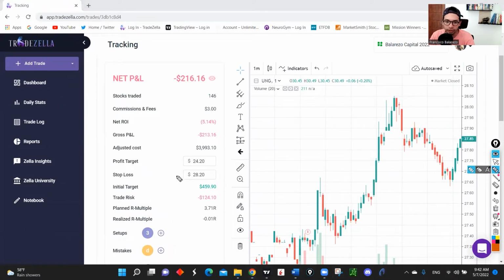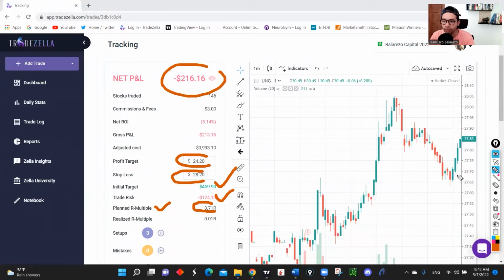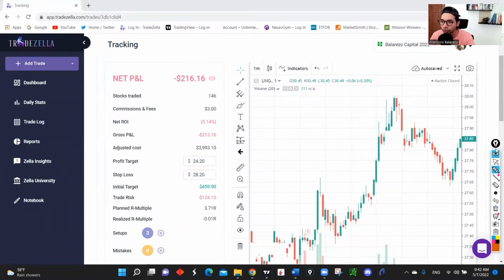Here you can see what my profit target for the trade was, what my stop loss was, and what risk reward I was looking for. What was the R multiple, which was 3.71, what was my initial target, what was the risk that I had for the trade, and what ended up being my loss. I'm gonna go through it.